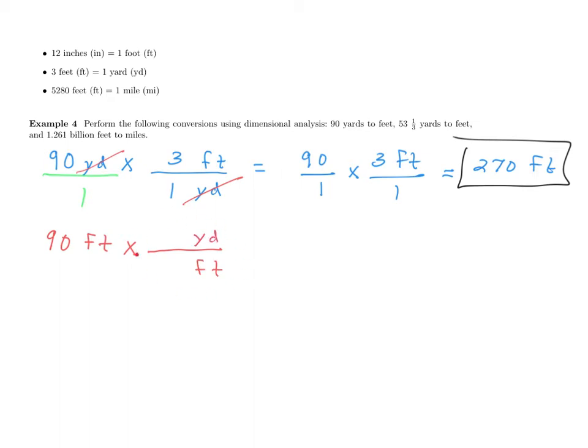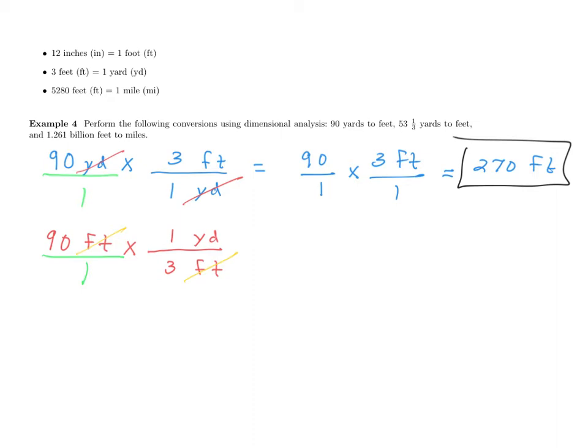To make this thing a unit fraction, what number goes up here and what number goes down here? Well, for every 3 feet, there is 1 yard, so I'll put there's 1 yard for every 3 feet. To multiply these fractions together, I can cancel feet, so feet cancels with feet.